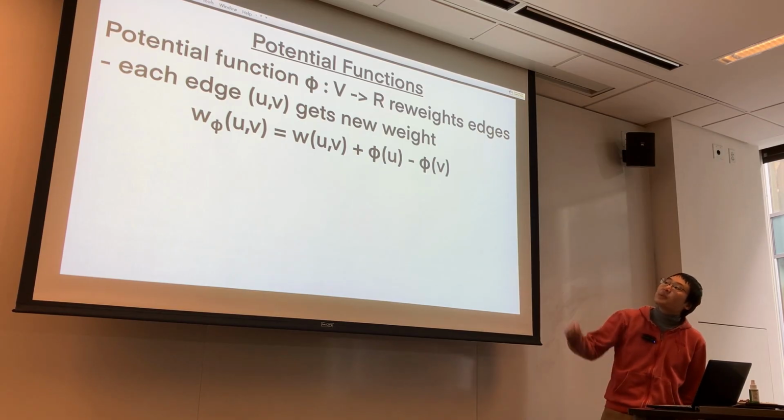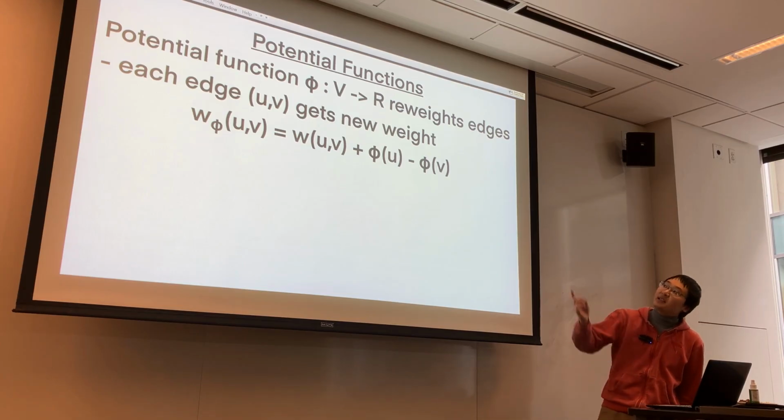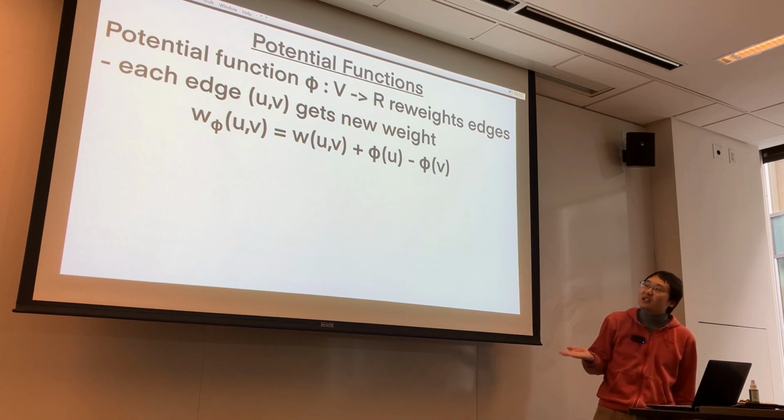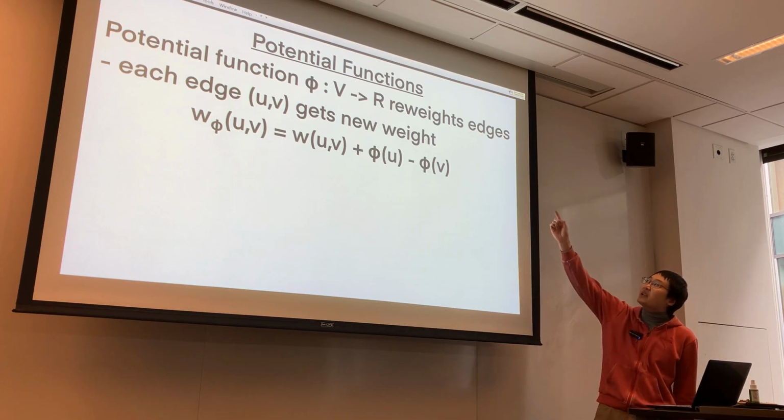A potential function is essentially a function on the vertices. It assigns every vertex a real number, or in the case of integers, you can think of it as every vertex getting an integer. And the role of a potential function is to reweight the edges of the graph.